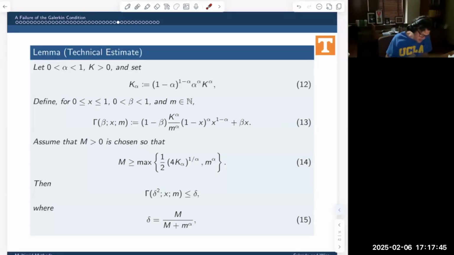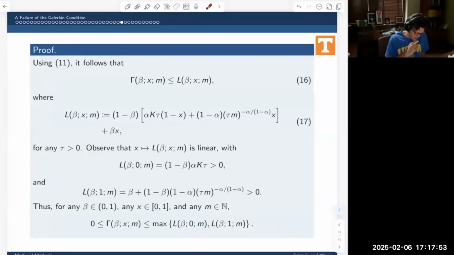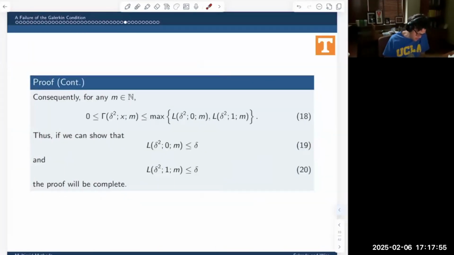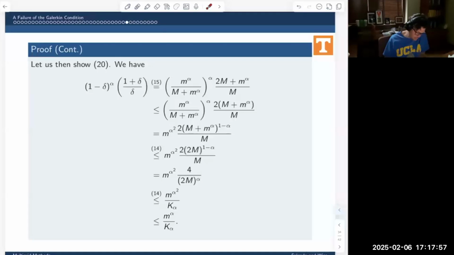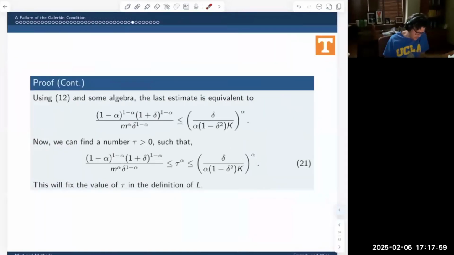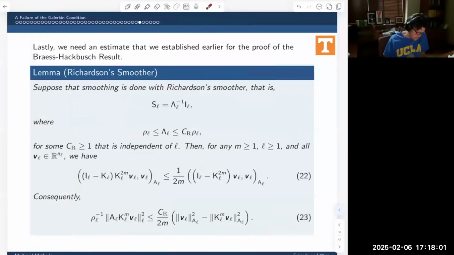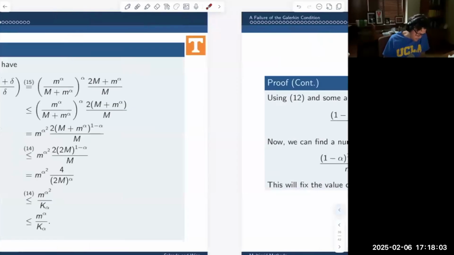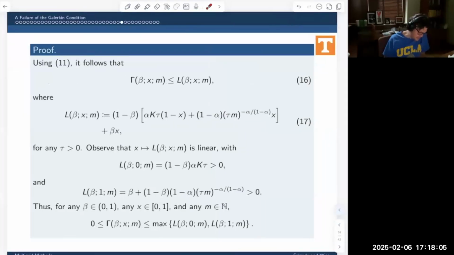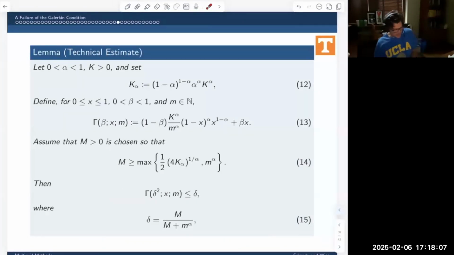Okay, so this technical estimate is pretty painful. And let's see, do I even want to prove it? Maybe I do. I don't know. It's pretty painful. Oh, it's so painful. But let's at least get through the statement of it, and I'll toss a coin over the weekend and think about whether I want to do it or not.